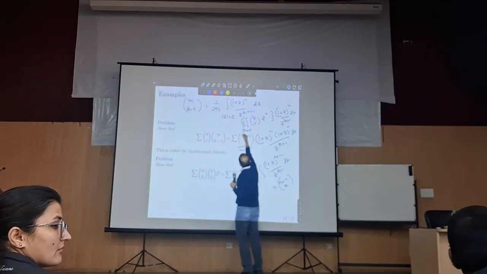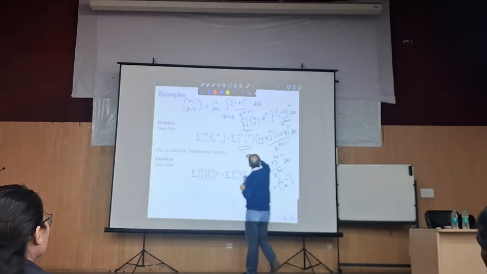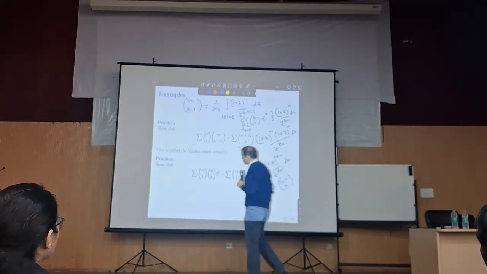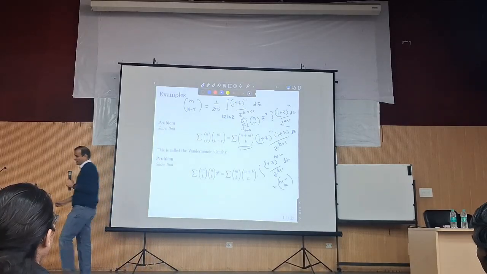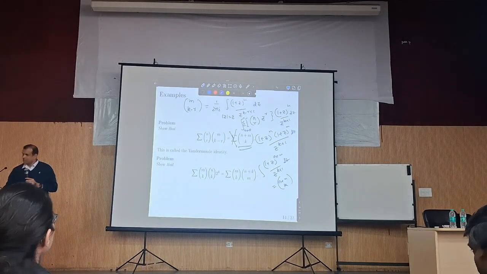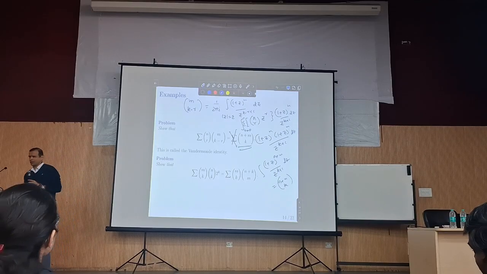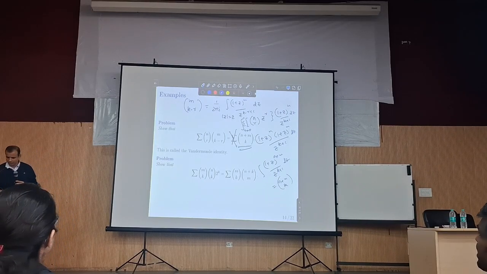This summation, oh yes, sorry, thank you, you're right, this is a typo. It's just n plus n choose k, there is no summation here.